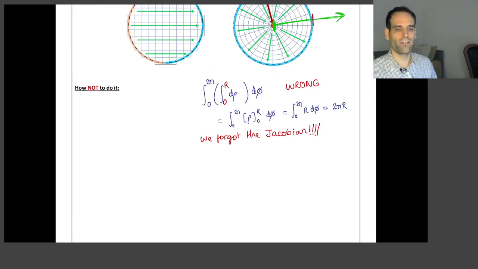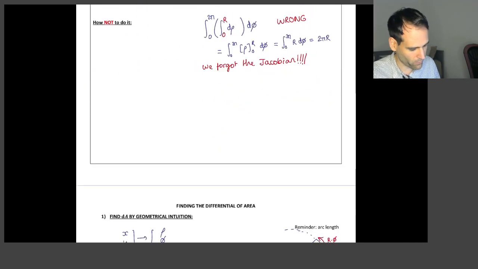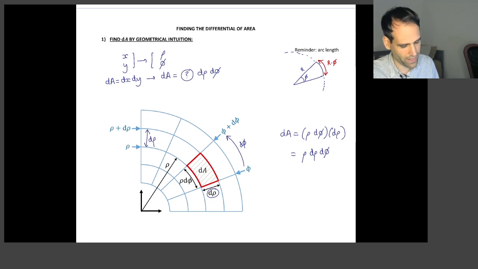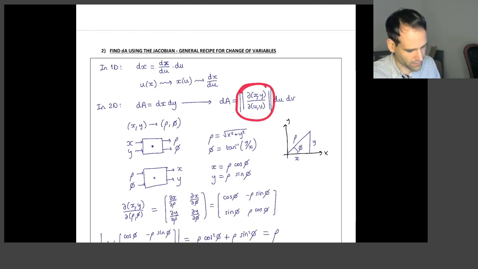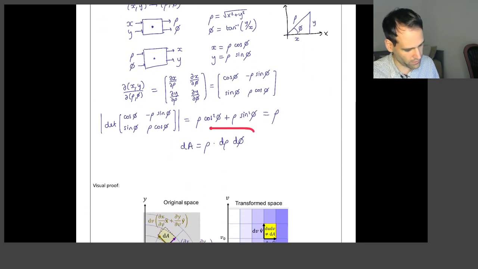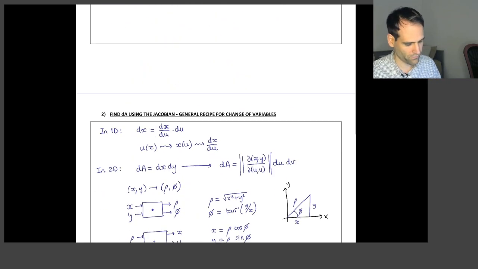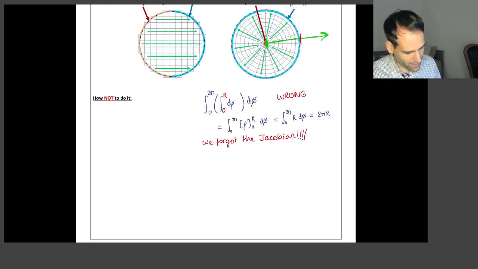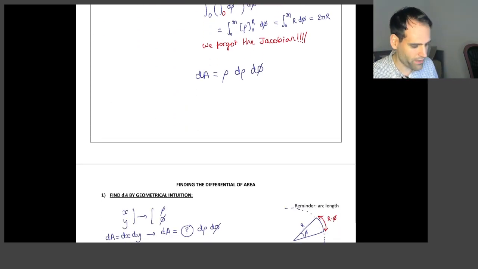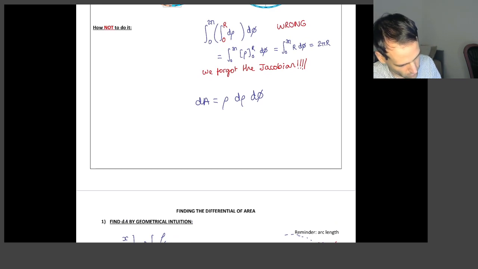So let's not forget the Jacobian. What is the Jacobian for the polar coordinates? You can get it either by geometrical intuition, like we did, so dA equals rho d rho d phi, or you literally calculate the Jacobian analytically, which we also did, and of course we arrive at the same dA equals rho times d rho times d phi. So therefore, having found that, now we can calculate the area very easily. So let me get some space.